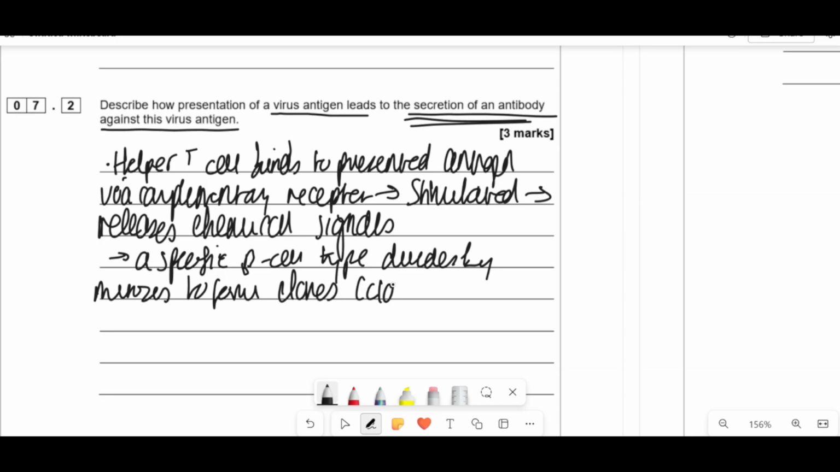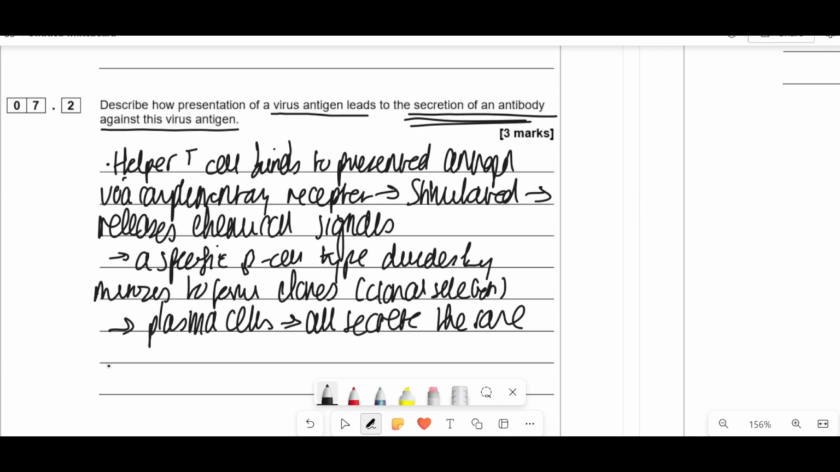This is known as clonal selection. And this produces plasma cells, which are those identical clones. And what they do is they all secrete the same antibody. I'm going to write AB for short. And that's your monoclonal antibody. That's where the name comes from. Monoclonal, one clone antibodies. There you go. That's it. That's all they wanted.